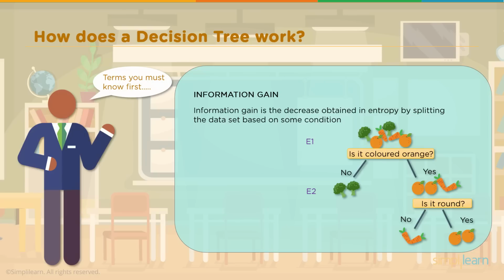And from entropy, we get information gain. Information gain is the decrease obtained in entropy by splitting the data set U based on some condition. So we have our information gain, and there are actual computations. We have E1, which is the entropy value at the base node or root node, and we have E2, which is a leaf node. There are calculations for entropy, and we look at those two values. E1 is greater than E2, therefore the information gain equals E1 minus E2.